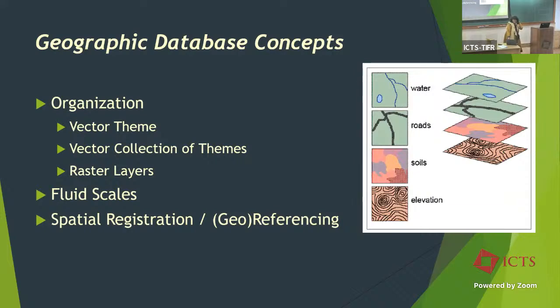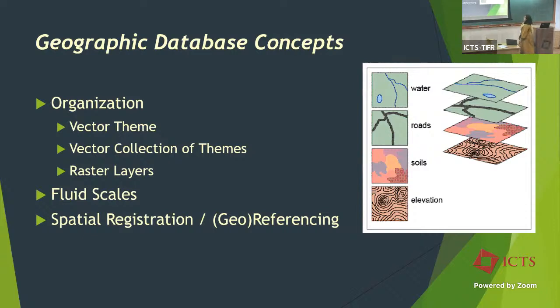Okay, so these are key concepts with any GIS database. You can have themes. A vector theme would be, for example, roads or lakes. Those are themes, right? You can have a collection of different themes. And then you can have rasters, where each raster will correspond to a theme.